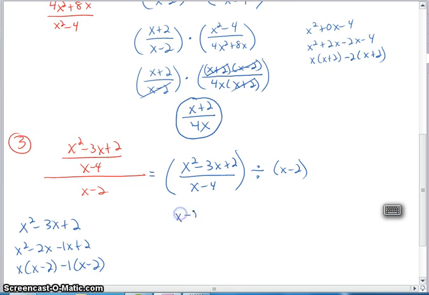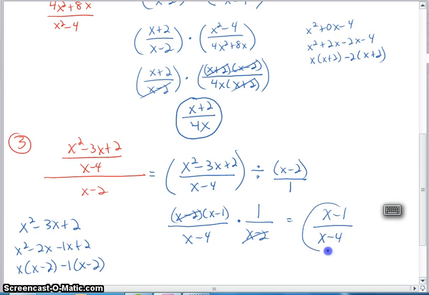So this becomes x minus 2, x minus 1, divided by x minus 4, multiplied by the reciprocal. Right now it's x minus 2 over 1, so the reciprocal is 1 over x minus 2. Reduce. Final answer is x minus 1 over x minus 4. Hopefully that's helped clear up some misunderstandings from complex fractions.